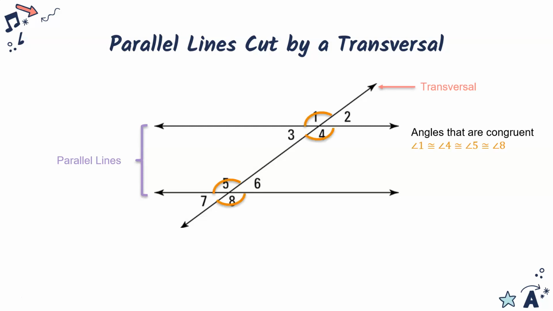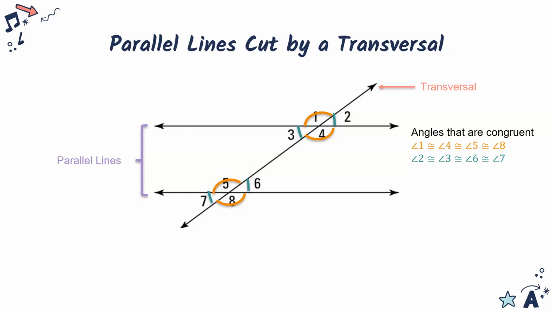So if I take a look at this picture, I can see that some of these angles will be congruent. I'll have angles 1 and 4, 5 and 8 all be congruent to each other. And then I will have angles 2, 3, 6, and 7 be congruent with each other there. So the green and orange are different congruencies because they're different sizes, but they are all congruent with each other.